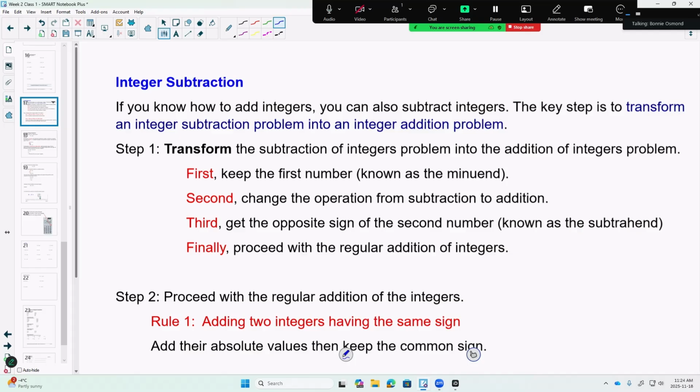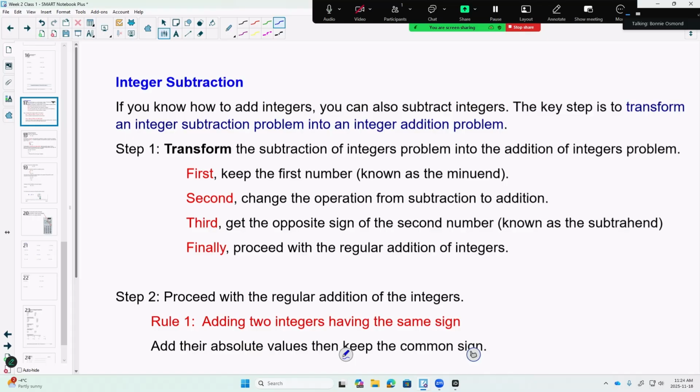The key step with integer subtraction is to transform an integer subtraction problem into an integer addition problem. So basically we're taking the subtraction problem and changing it to addition, and then we're going to follow the addition rules. Remember though, you don't just change the sign and boom, that's it, because that won't give you the right answer, since you've changed the problem. There's a couple of steps.